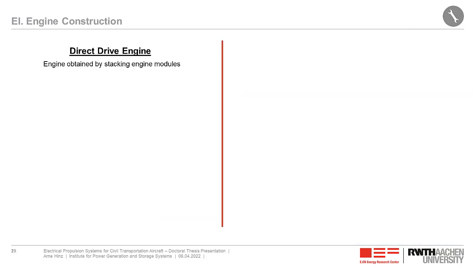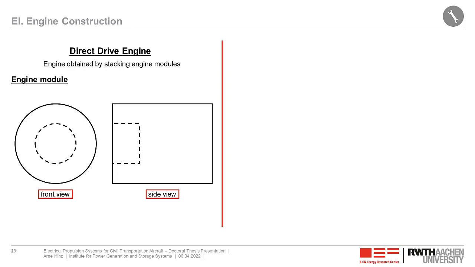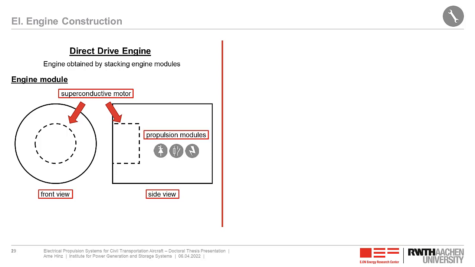And actually, the size of the direct drive engine and also of the gear drive engine can be achieved by stacking the engine modules on top of each other. So we can focus on the engine module size. We can see here that this is actually a cylinder, and the dashed line refers to the superconductive module. The rest of the cylinder is occupied by the remaining propulsion modules, so by power electronics, breakers, and the fuel cell. And the solid line surrounding that is the actual engine diameter.